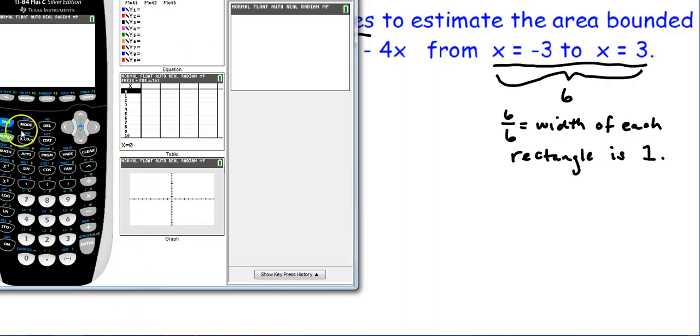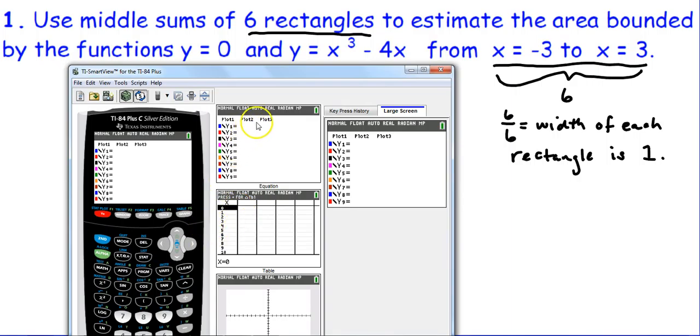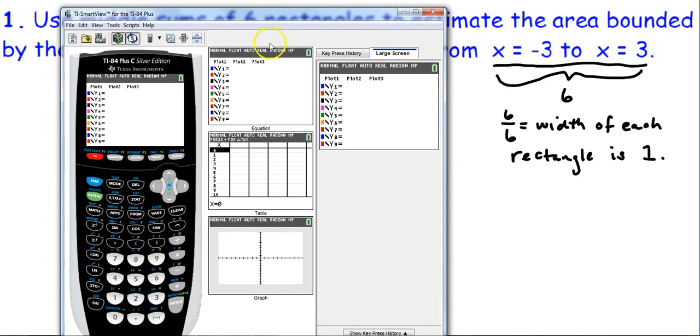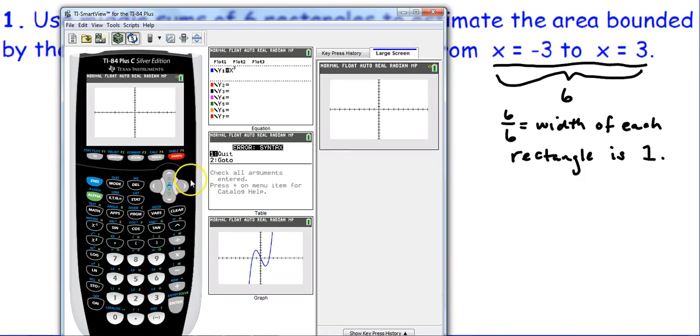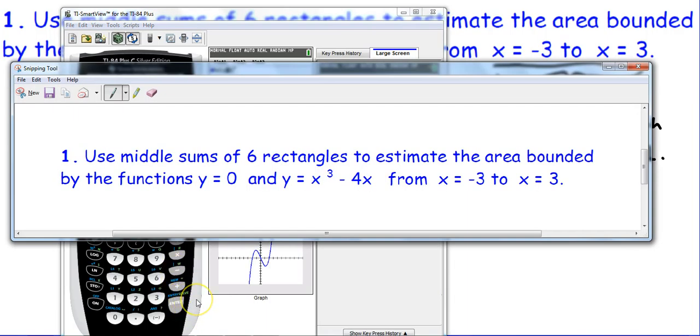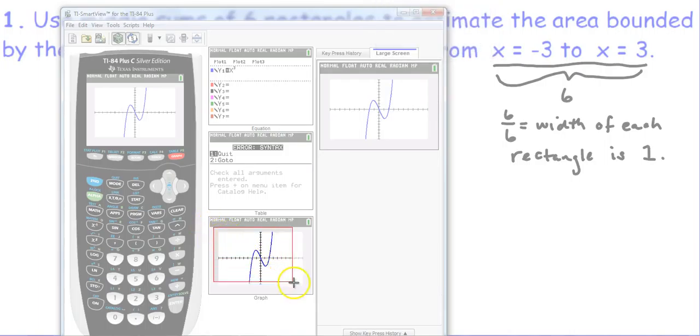So let me pop this up here. We would go to y equals, and we would enter this function into y equals, and that'll give you an idea when you graph it of what this thing looks like. So we're going to plug in this function right here, x cubed minus 4x. And hit graph, and here's the graph of that thing. So let me just copy this onto our page here, and that'll give us an idea of what we're looking at.